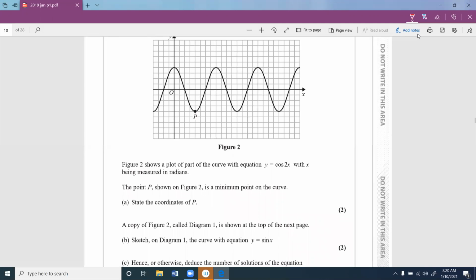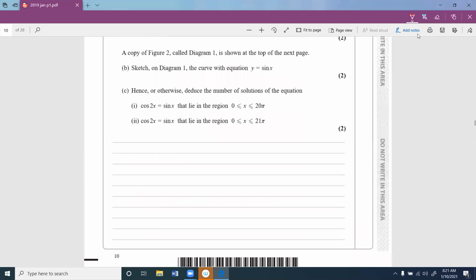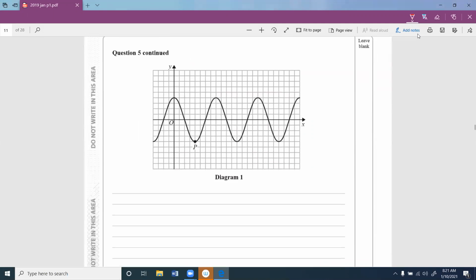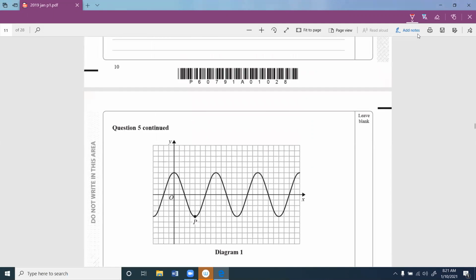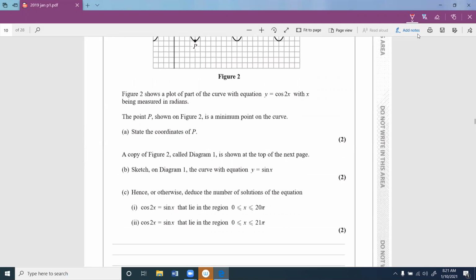Sketch in diagram 1 the curve with equation y equals sine x. Over here. Right. Then the next part of it, just like this. Hence, or otherwise, deduce the number of solutions for this equation, cos x equals sine x, right?